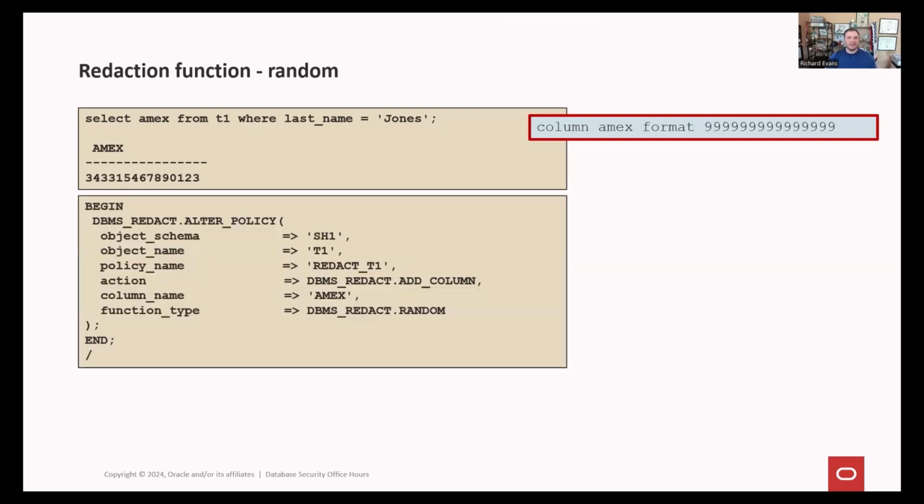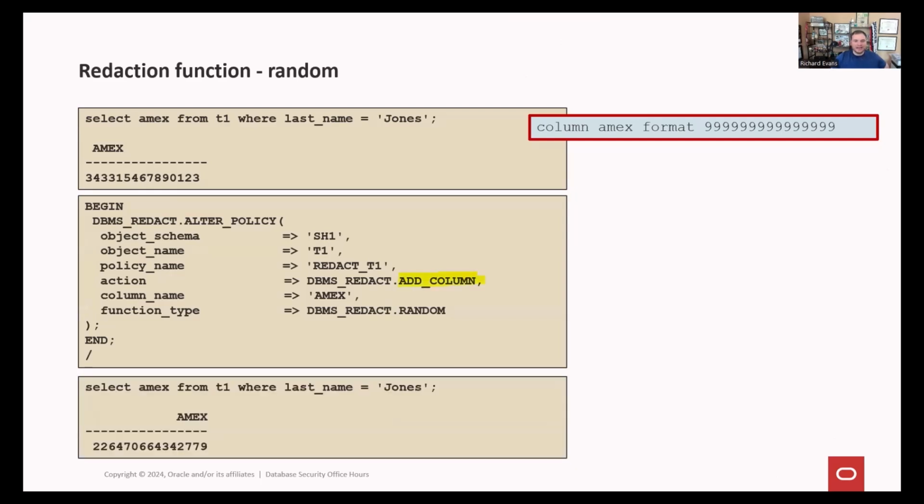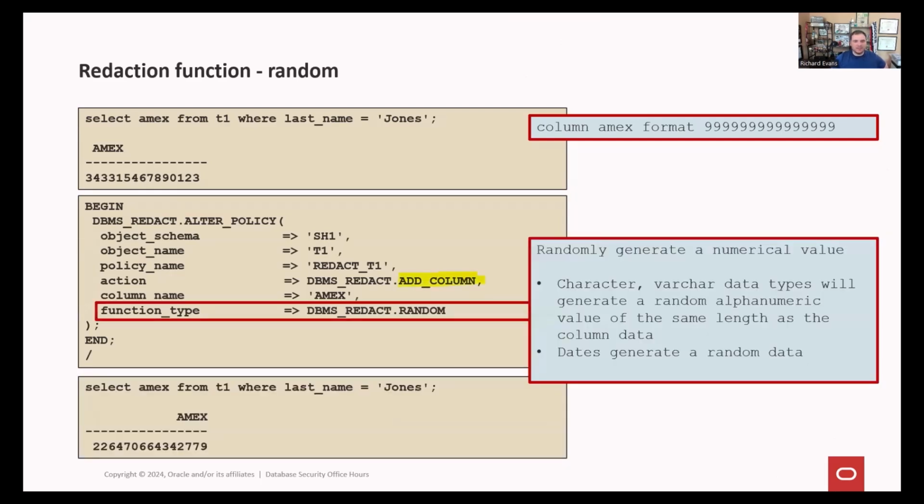So we can see we've got our Amex, we've got the add column again. We said add column. We are adding in the Amex column, and this time we're choosing redaction of random instead. So we're going to randomly generate a numerical value here. For characters or varchars, it'll generate a random alphanumeric value instead. So if we'd done this for first name or last name, you'd see random characters in there. And for dates, it generates a random date, right? So instead, we're going to see the Amex number look like this.